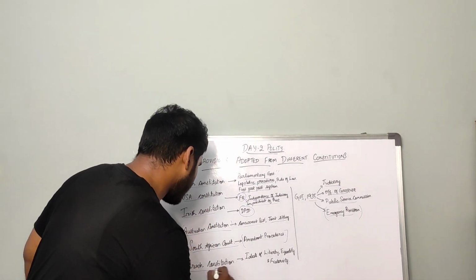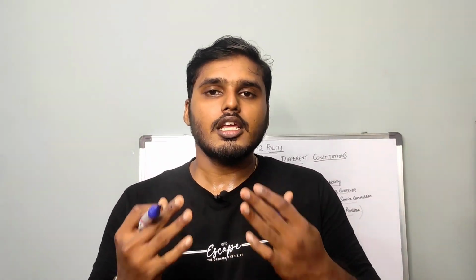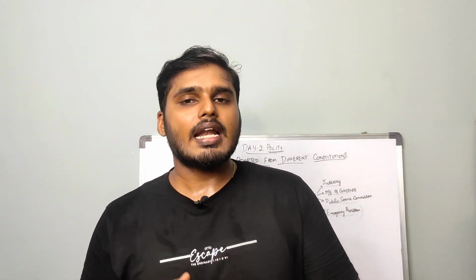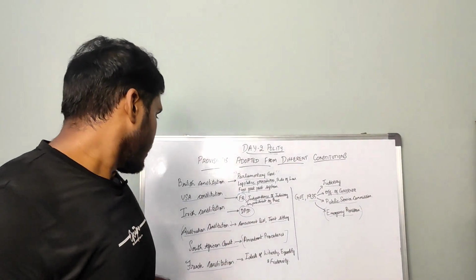The next one is the French Constitution. From the French Constitution, we have adopted the three important ideals, that is equality, liberty and fraternity, and all these three terms have been included in the preamble of our constitution. If you read the preamble, these three terms take a very important portion of it. And the concept of liberty, equality and fraternity plays a very important role right from the French Revolution, which took place in 1789.